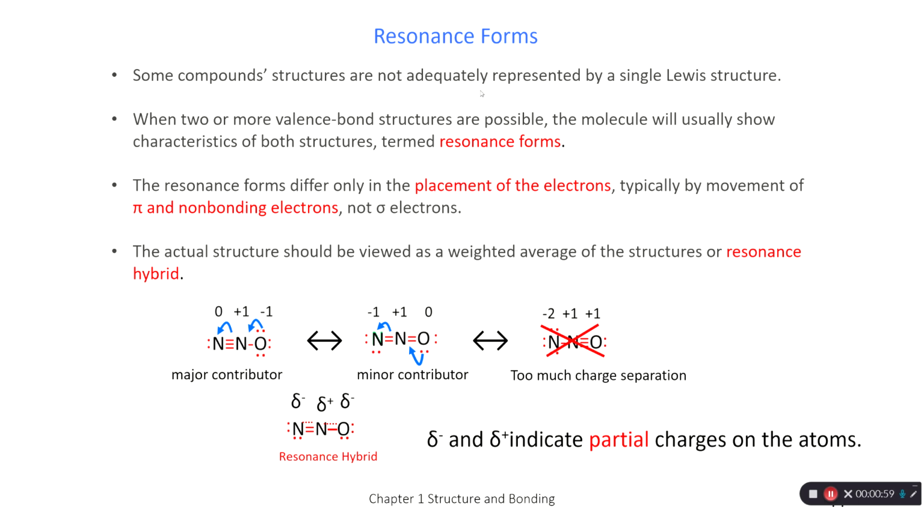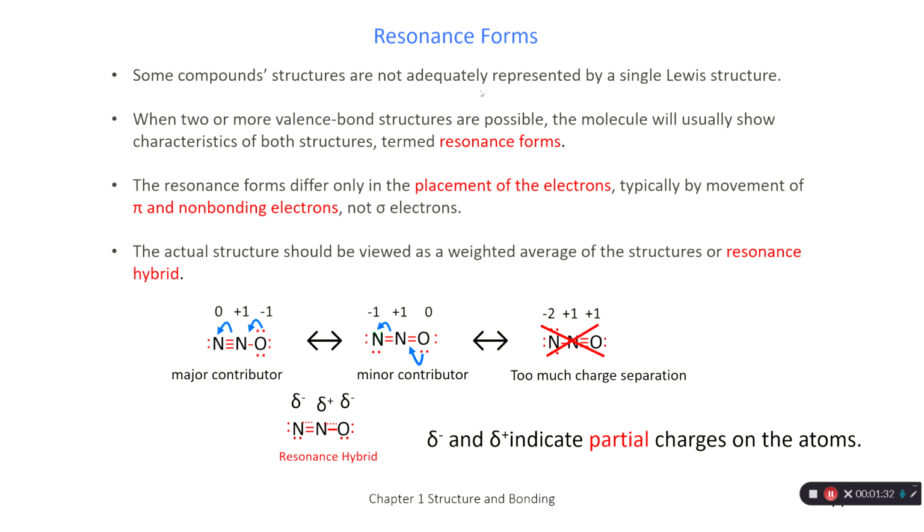It's important to realize that resonance forms differ only in the placement of electrons, not the movement of atoms. It's not a chemical reaction, but it's just a different way of depicting a structure by the movement of electrons. And these are typically going to involve pi electrons or non-bonding electrons, not sigma electrons. Usually the sigma electrons are left in place, but the other kinds of electrons can be moved about on the molecule. And the actual structure, there's only one structure, even though we draw it in different ways.